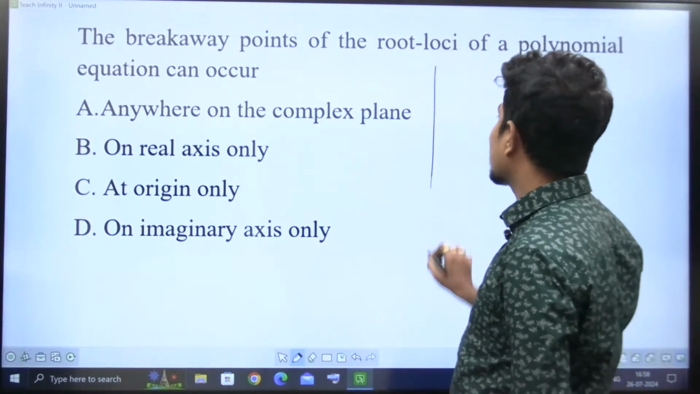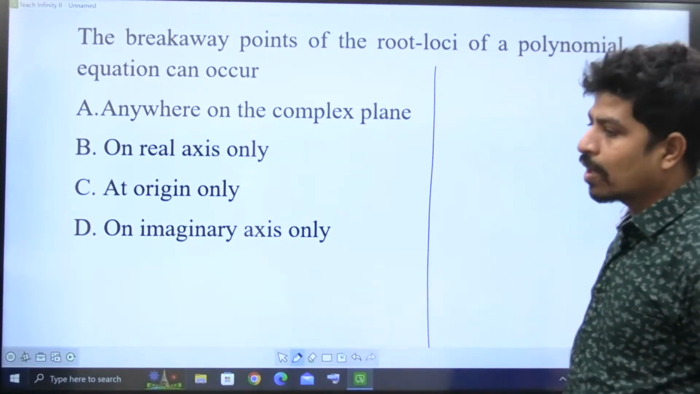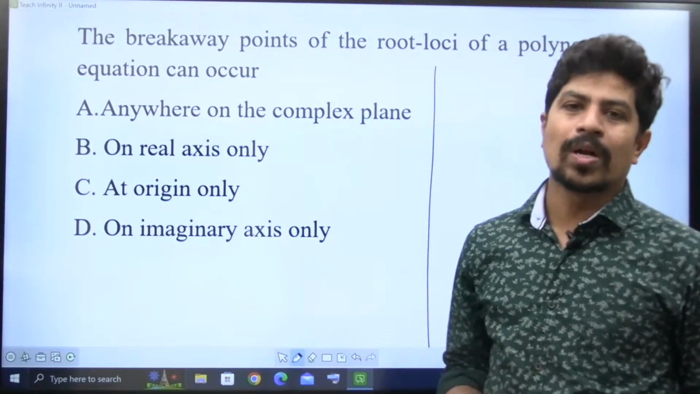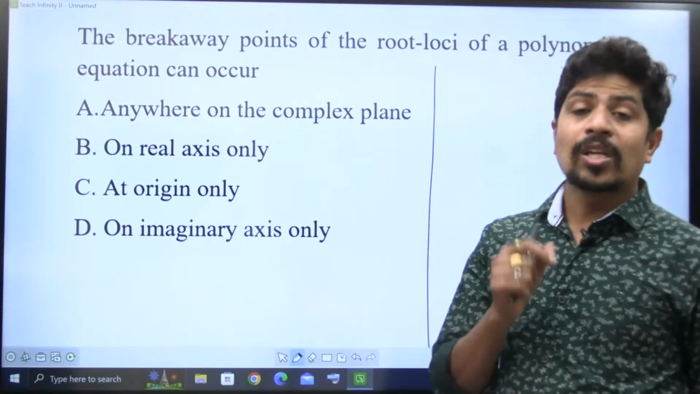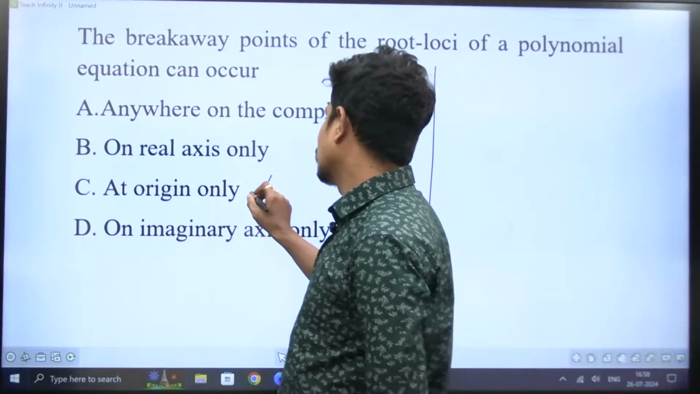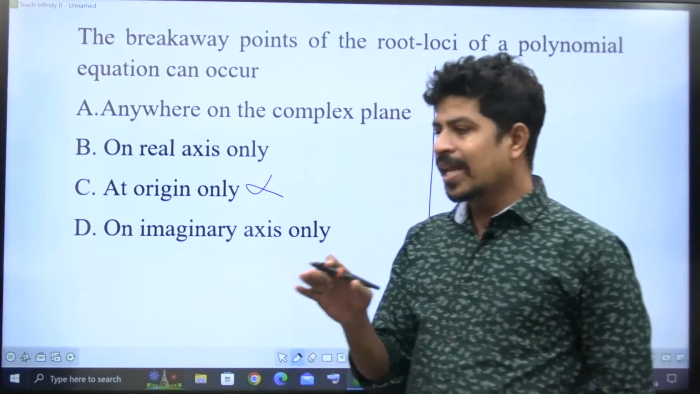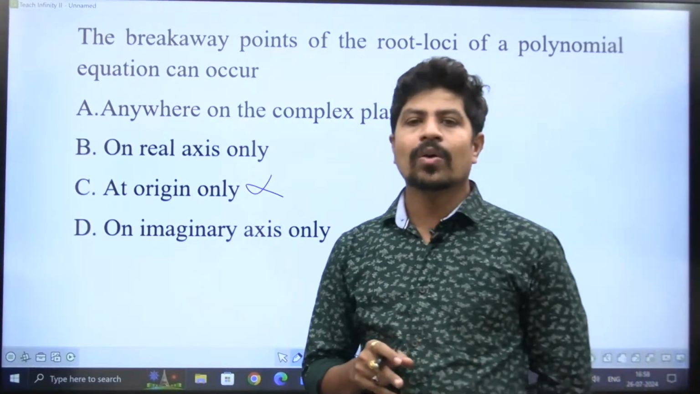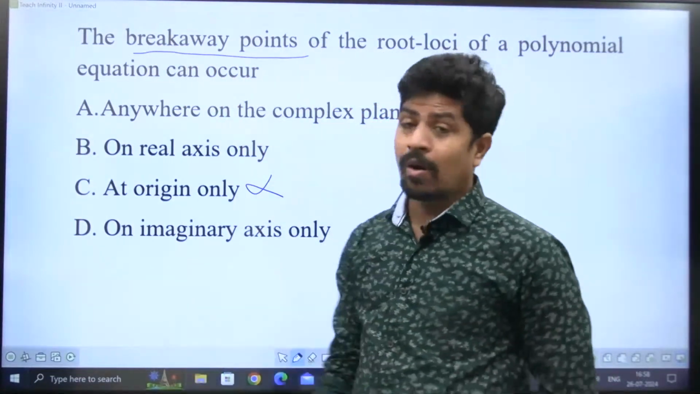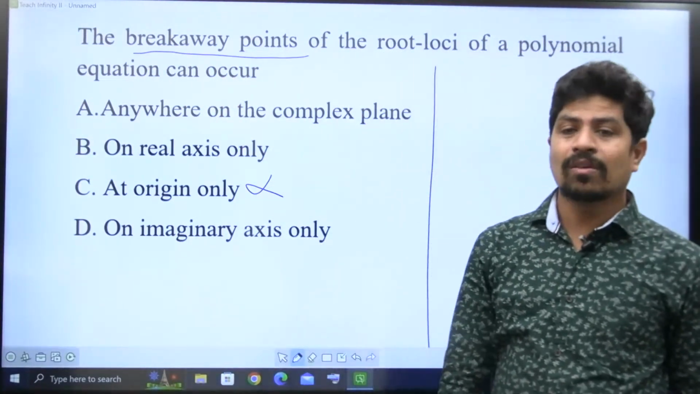I would like to say that the question itself is not complete. See, for a breakpoint to exist, I told you two conditions. First of all, the value of gain k should be either maximum or minimum. At origin only, no, this is not correct. First of all, it may lie anywhere. Okay, he's asking about break point, break away point, not centroid. Centroid always lies on real axis.